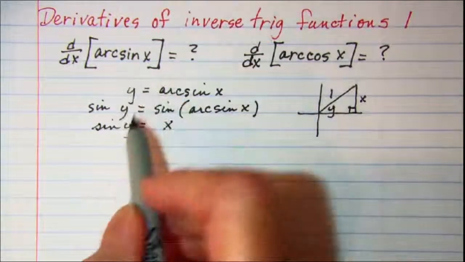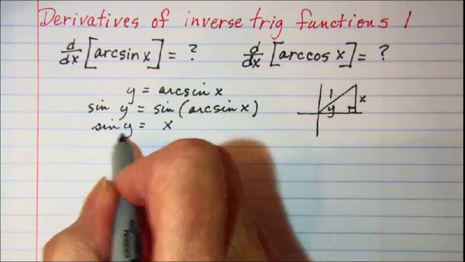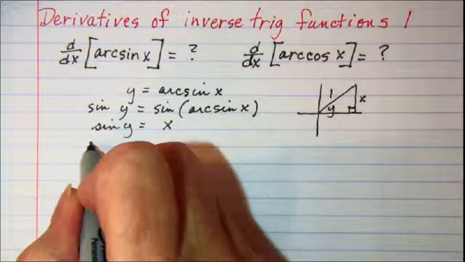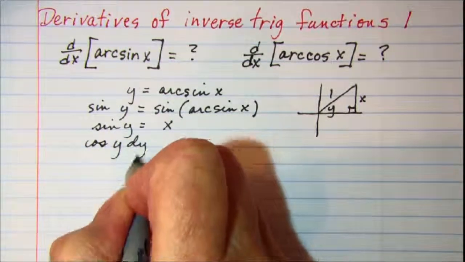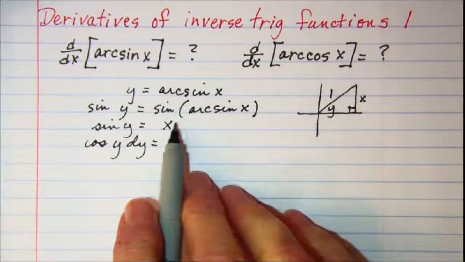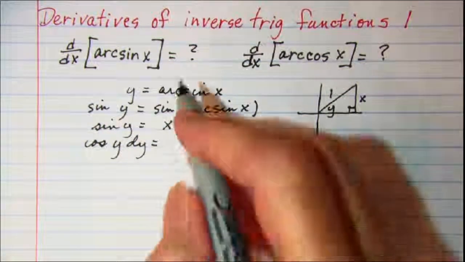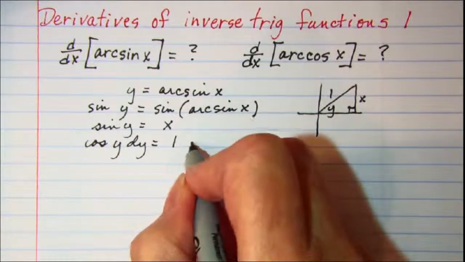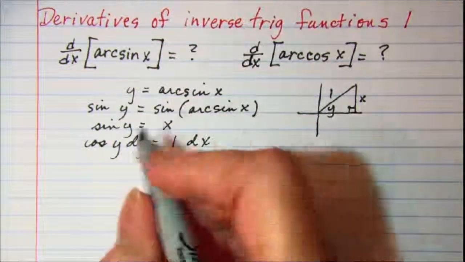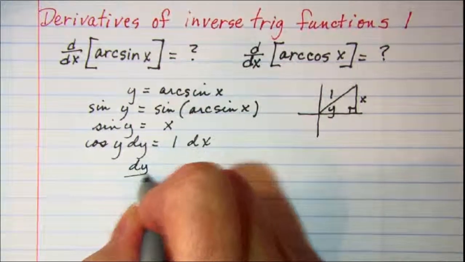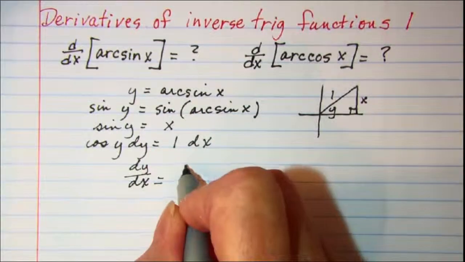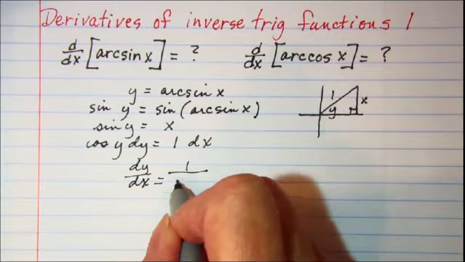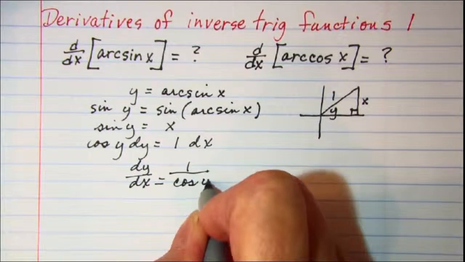Now we can differentiate. If we differentiate this left side, we'll get cosine y dy, and then the derivative of this right side is just 1 dx. So dy dx is equal to 1 divided by the cosine of y.